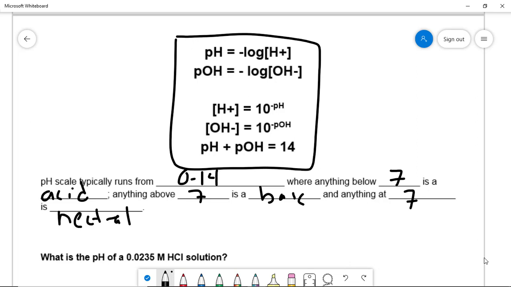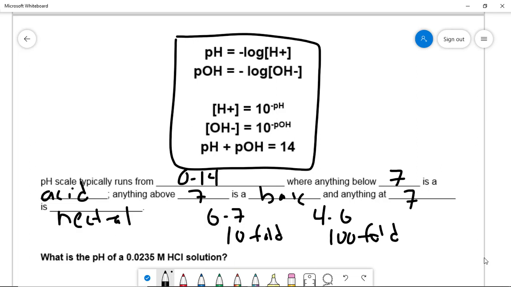One other thing I want to make sure that you understand is that this is a log-based scale, so the difference between 6 and 7 is tenfold. What that means is that something with a pH of 6 is 10 times more acidic than something with a pH of 7. And that trend continues. So if I'm looking at 4 and 6, that is a 100-fold difference, meaning that something with a pH of 4 is 100 times more acidic than something with a pH of 6.